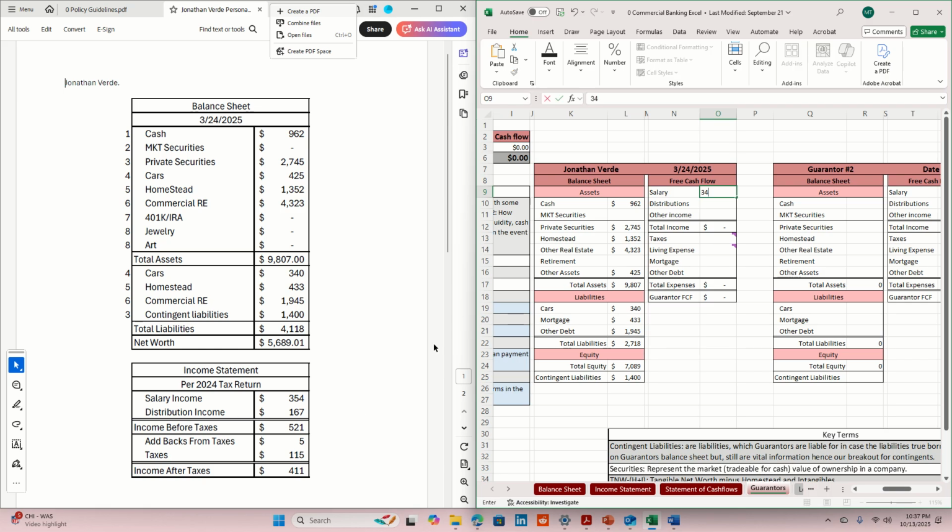Salary income 354. Okay. Distribution income 167. That's how much cash he distributes out of the company in a typical year. Income before taxes 521. Add backs from taxes. Taxes 115. Add backs from taxes 110.